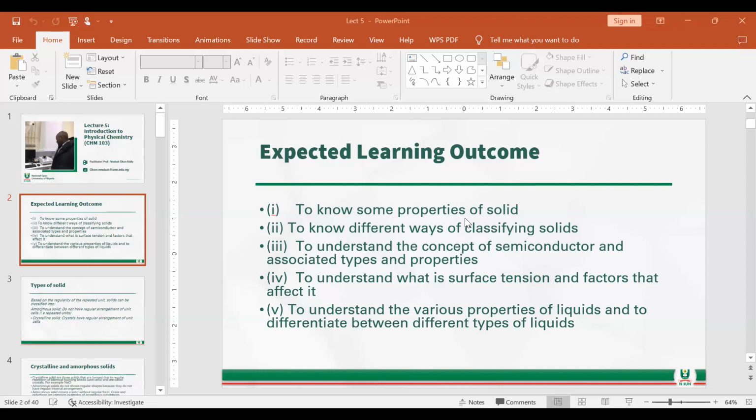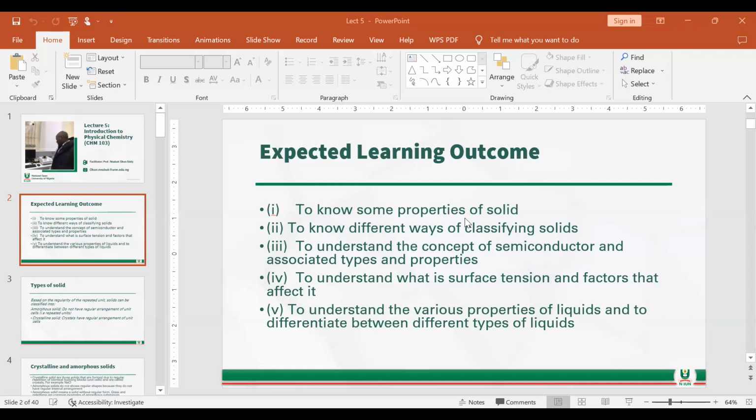So today we'll try to look at properties of solids. We'll try to know different ways of classifying solids. What are the different types of solids we can have? You should understand the different concepts of semiconductors, associated types, and properties. Understand what surface tension is and the factors that affect surface tension. You should be able to understand various properties of liquids and to differentiate between different types of liquids. So that means we will know different types of liquids, what the different properties of each of them are, and whether we can really differentiate between them.